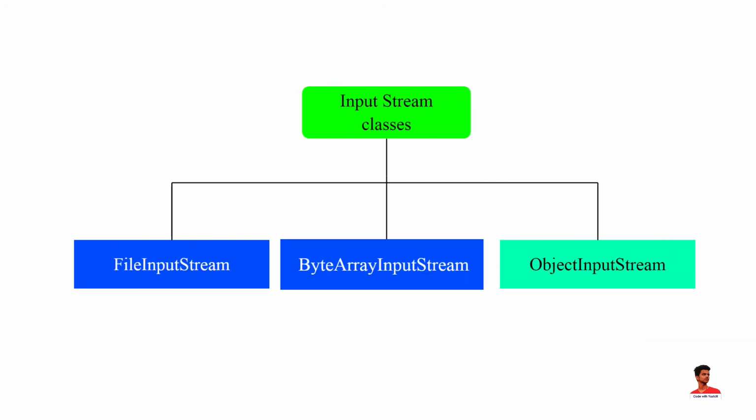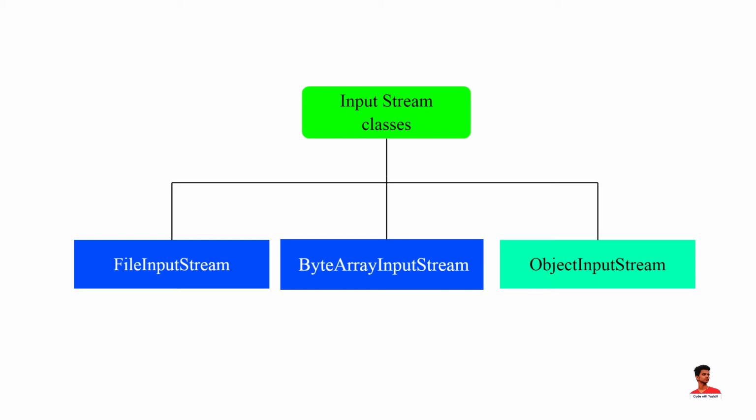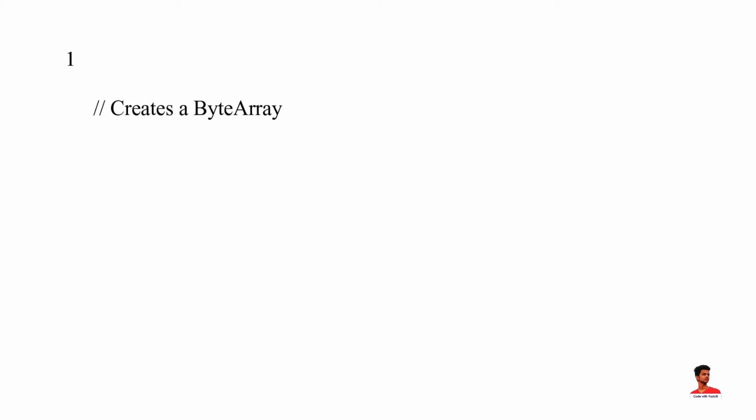The ByteArrayInputStream class of the java.io package can be used to read an array of input data. It extends the InputStream abstract class. In order to create a ByteArrayInputStream, we must import the java.io.ByteArrayInputStream package first. Once we import the package, we can create an input stream.